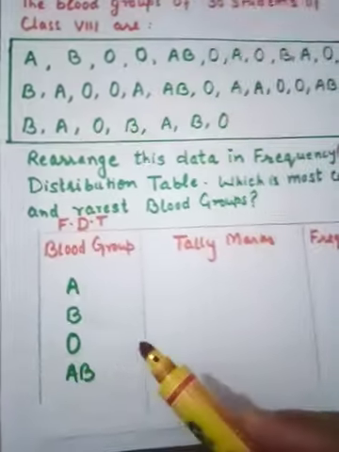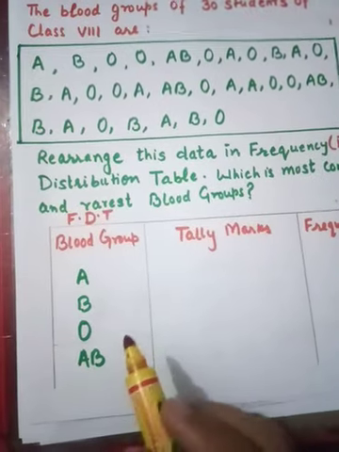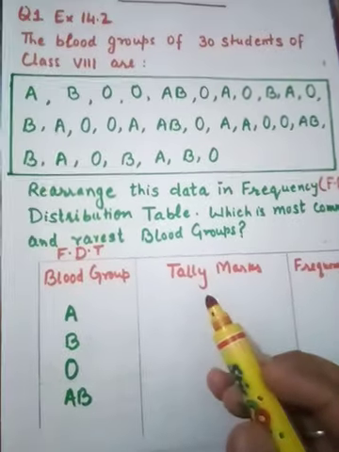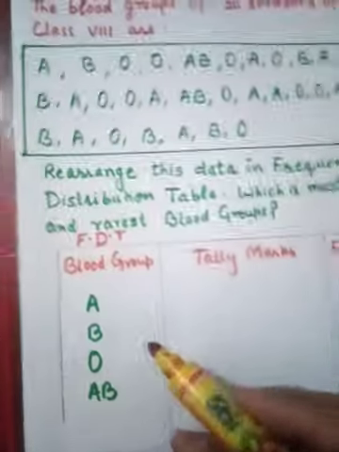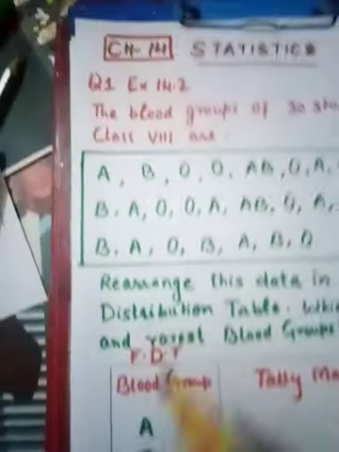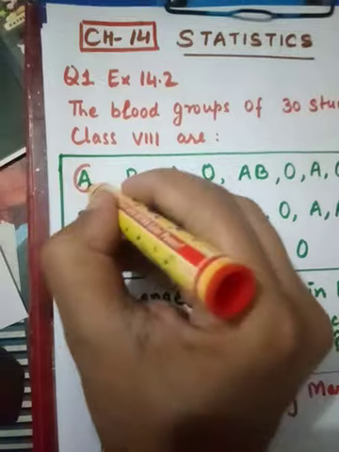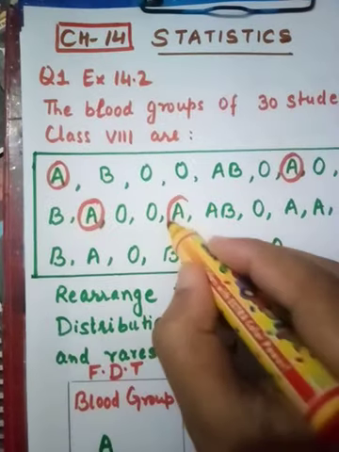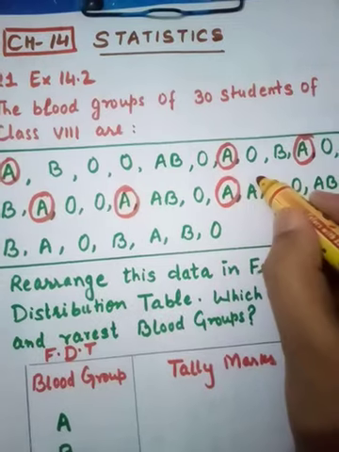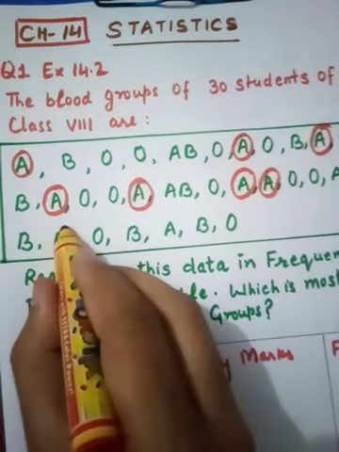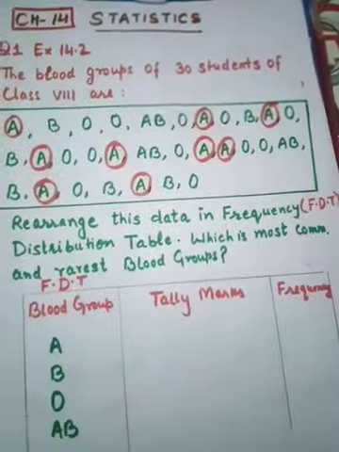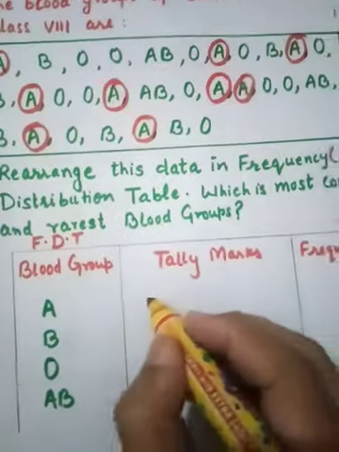Students, please watch in a proper way how you are going to count for the blood group. You can do it in the exam also in this way. The chances of errors are very less. Let's check for blood group A. I am circling them: 1, 2, 3, 4, 5, 6, 7, 8, 9. Can you see the circles? Very easily you can identify. It has come 9 times.